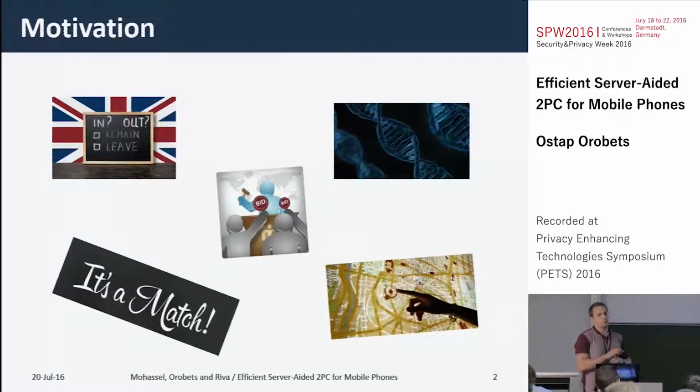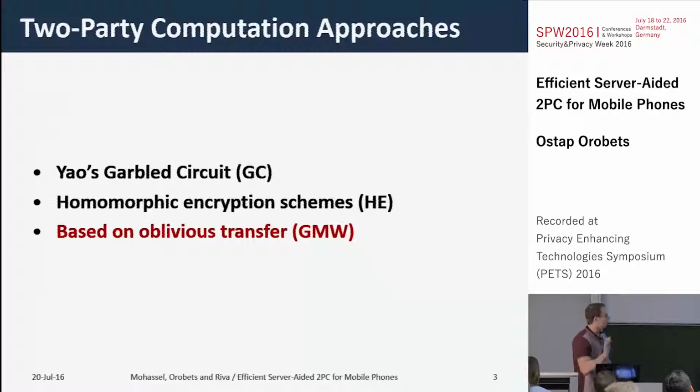So secure computation can be applied in different scenarios: elections over the internet, electronic auctions, genomic computation, some location-based services. So this list can go on and on. Currently there exist three main approaches to perform secure computation. The first one comes from Yao's garbled circuit. The second one comes from homomorphic encryption schemes, and another one is based on the GMW protocol, based on oblivious transfers. In particular, this talk will be based on this one.